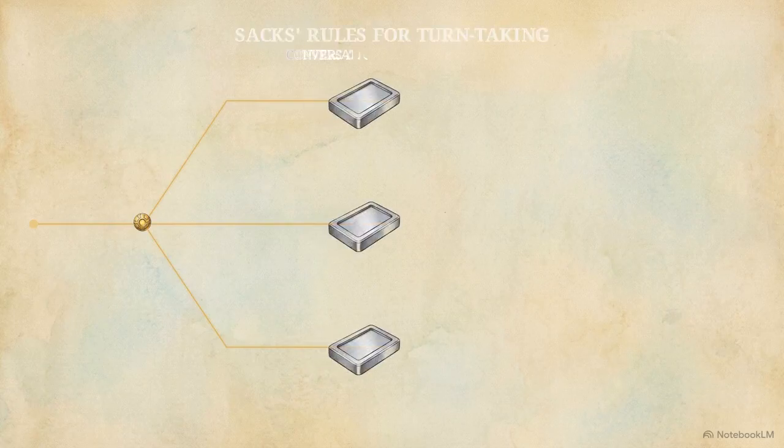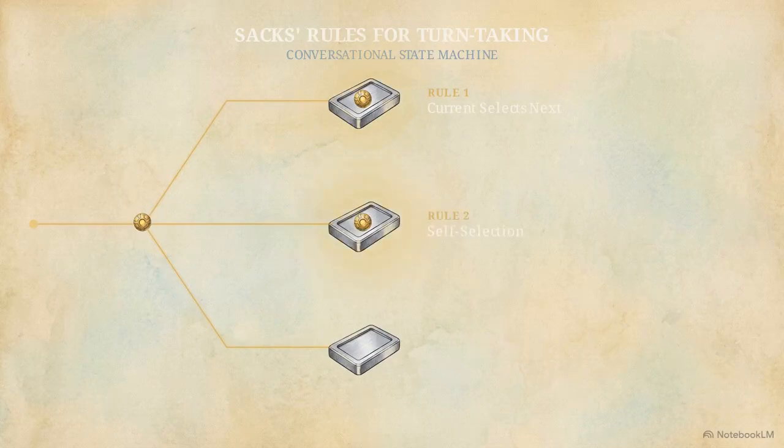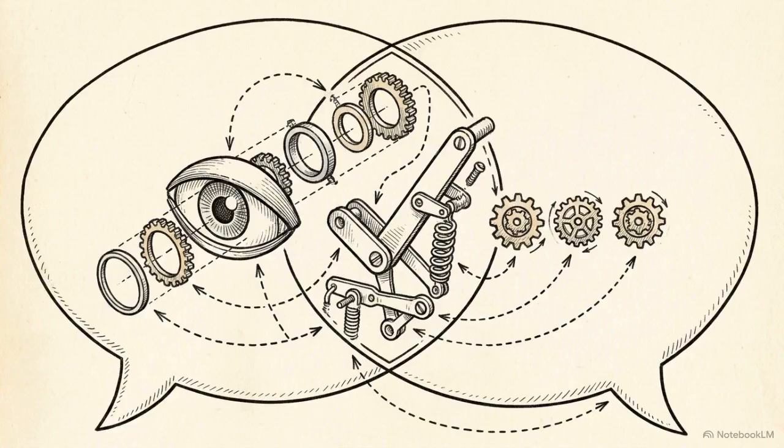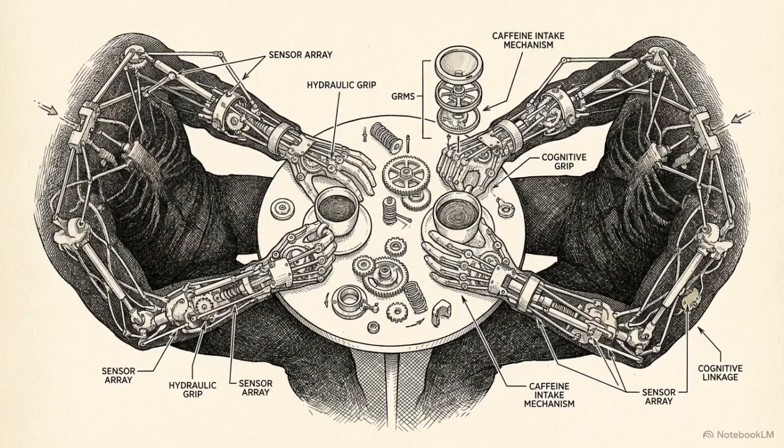In 1978, Harvey Sacks published Conversational Analysis, acting as the source code for human turn-taking. Interaction operates like a state machine with 3 rules: explicitly selecting the next speaker, another person self-selecting to speak, or the current speaker continuing. But the data stream of conversation requires more than just turn-taking. It relies on a suite of secondary, invisible mechanisms to keep the interaction from breaking down.